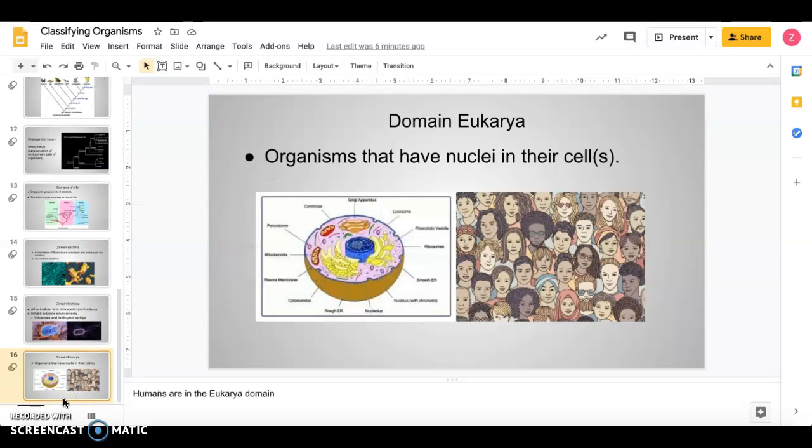And then we're left with the domain eukarya. Organisms that have nuclei in their cell. They have a nucleus. They have a central center for the DNA, the hard drive of our life, we could call it. And humans are in the domain eukarya. We are composed of cells that all have a nucleus.